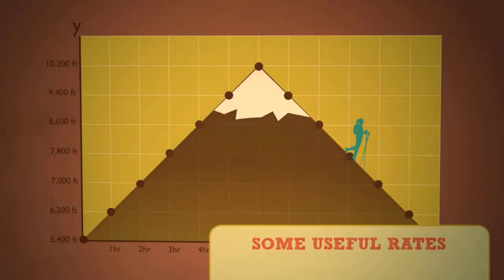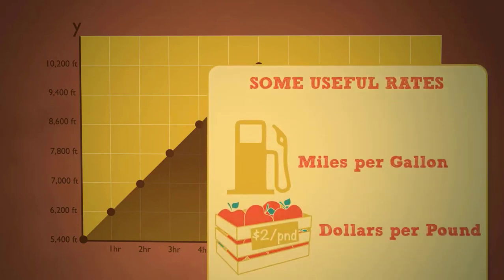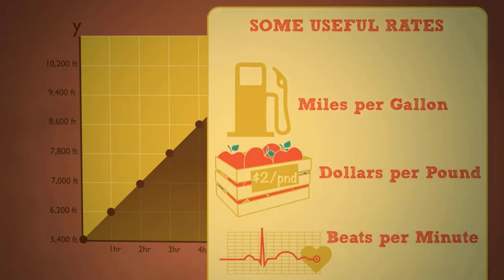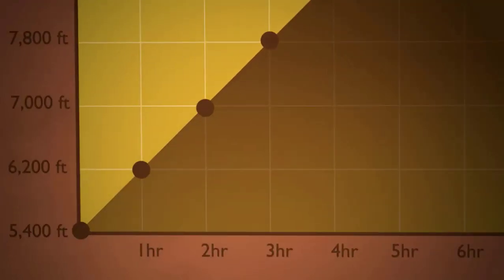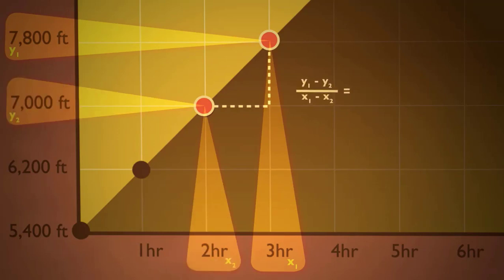Rates are useful because they tell us how one type of measure relates to another kind of measure, like miles per gallon, dollars per pound, or beats per minute. In linear modeling, we can determine the slope of the line if we know the coordinates of just 2 points on a graph. And if we know the slope, then we know the rate. Our example graph shows how fast the hiker moved up the mountain. By dividing the hiker's change in altitude by the change in time, we can see that the hiker is ascending the mountain at a rate of 800 feet per 1 hour.